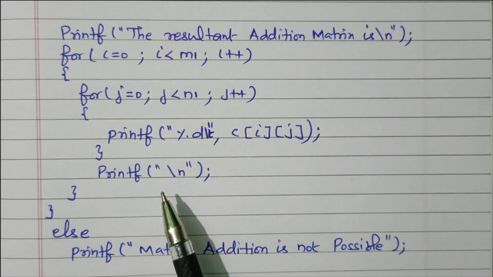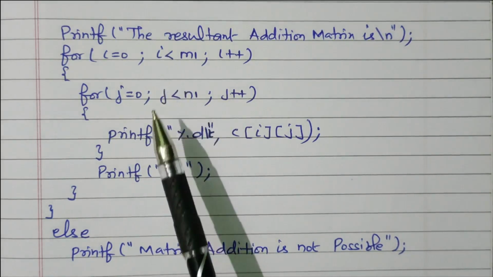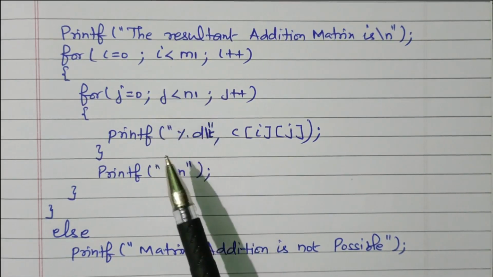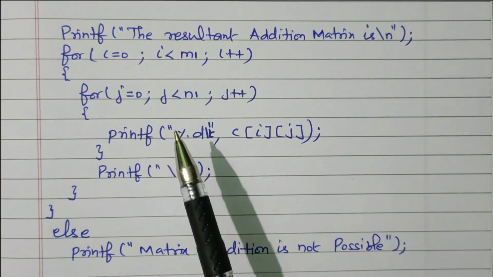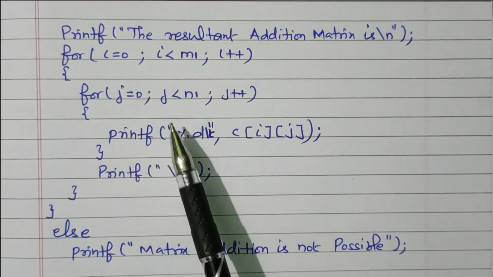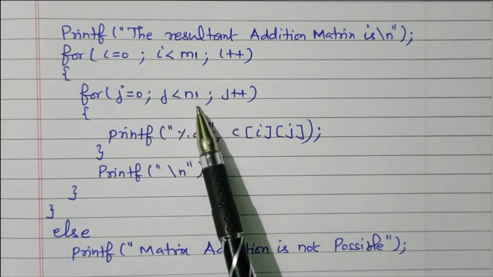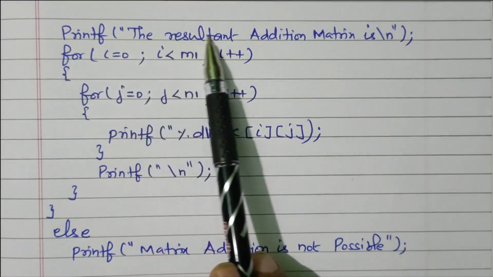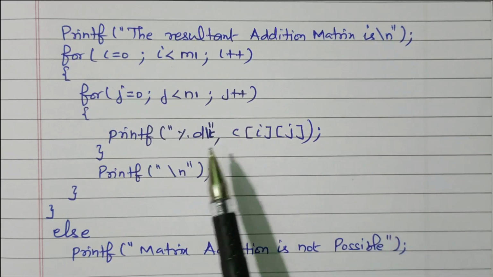While scanning the first matrix we need two loops. While scanning matrix B again we need two loops, the same loops. While adding also we need them, and while displaying the result also we need the same loops. Here M1, N1. You can use M2, N2 also. So this print of \n will go to the next line.